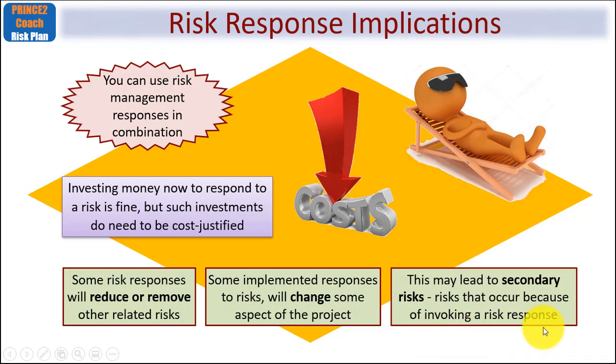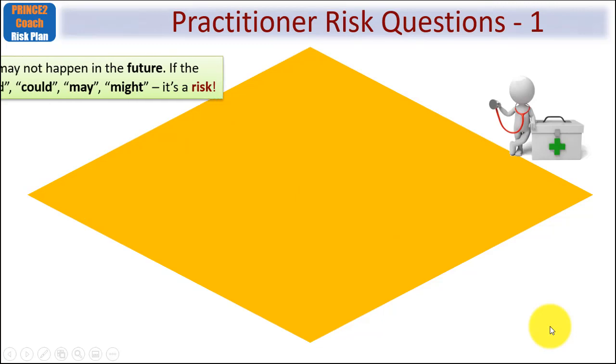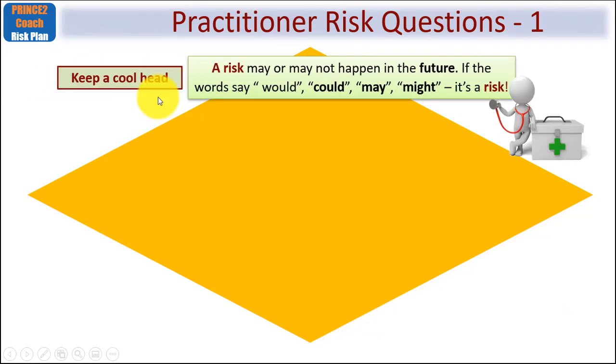Okay, now, I started off by saying the biggest problem that PRINCE2 Practitioner exam candidates have is, in a question, seeing a list of actions and having to determine what type of response they actually are. So I want to deal with that now. First up, my advice is keep a cool head. And this is where candidates throw marks away. You see, the examiner is nearly always giving you clues as to what sort of response they're actually talking about.